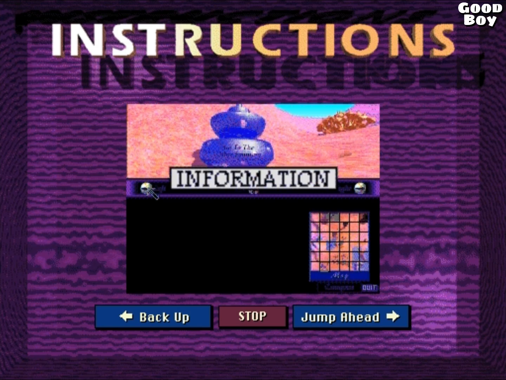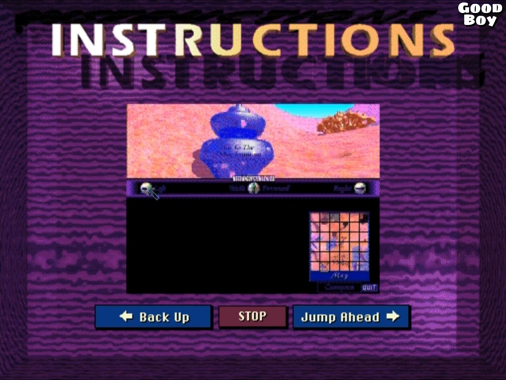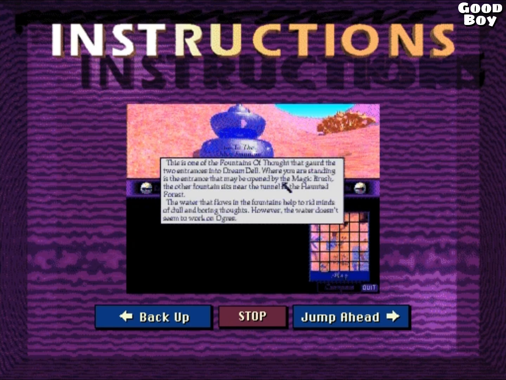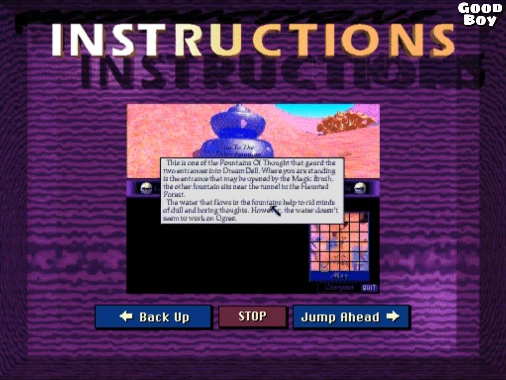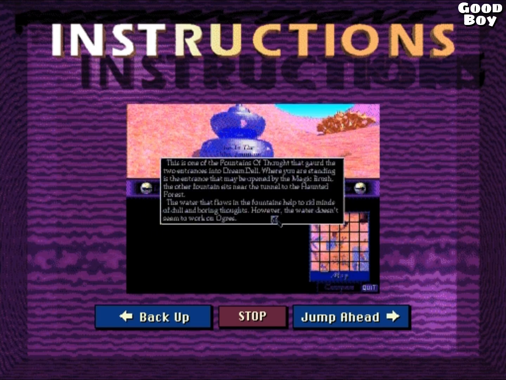Here's a little box that says, Information. Just point to it to see what it says. Move your mouse away from the information when you're done. How's that for simple? If you want the information read to you, just click your mouse button on it. This is one of the fountains of thought that guard the 2 entrances into Dreamell. Where you are standing is the entrance that may be opened by the magic brush. The other fountain sits near the tunnel to the haunted forest.